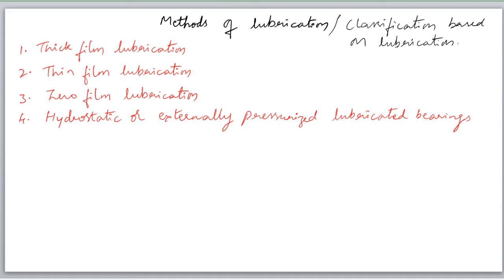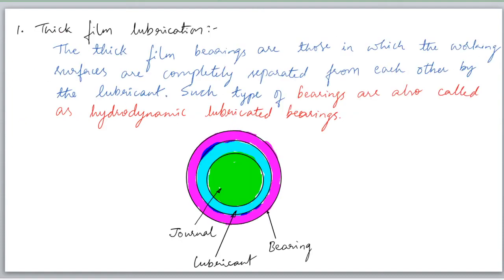The next classification is based on the lubrication or methods of lubrication. The first one is thick film lubricated bearing, and thin film lubricated bearing, and zero film lubricated bearing, and hydrostatic or externally pressurized lubricated bearing. We will see one by one. First, the thick film lubrication.